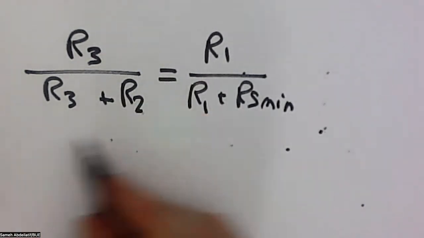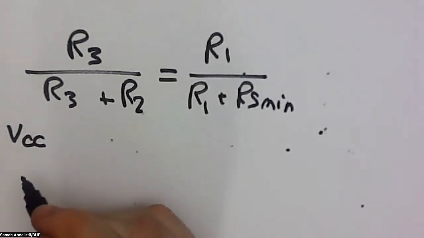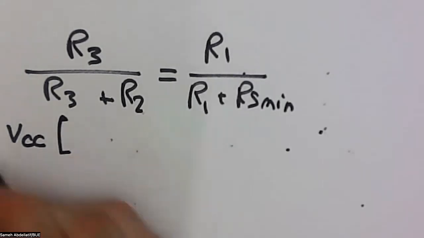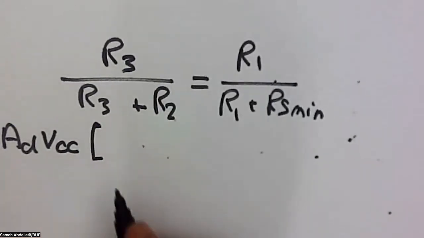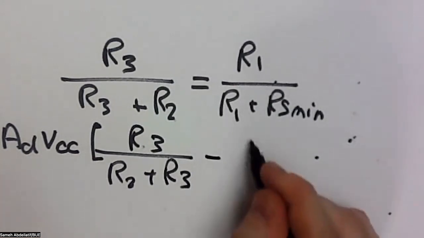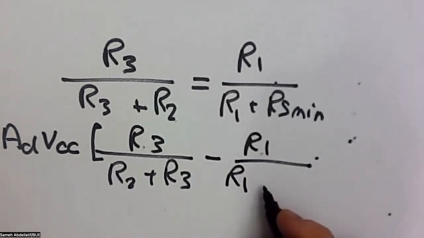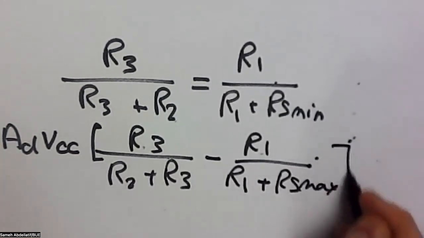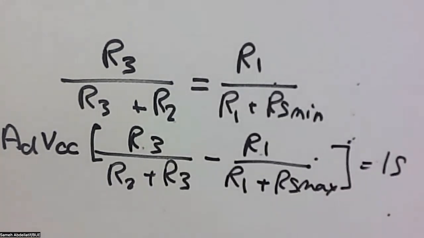So this will lead to VCC times A differential, of course, times VCC times R3 over R2 plus R3 minus R1 over R1 plus RS max. I can adjust this to be, for example, 15 volts or whatever voltage I need. Then, in this case, I can manage the variation in the output voltage to be compatible with an ADC or whatever the circuit is. So this is one of the cases where you can construct an appropriate interfacing circuit with a voltage range based on your needs.